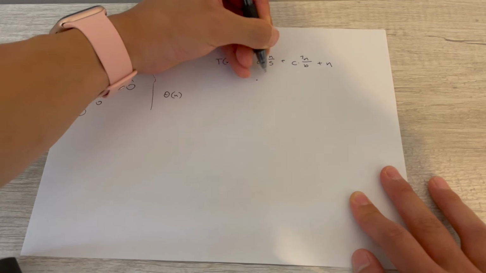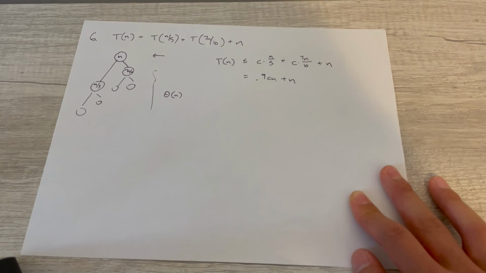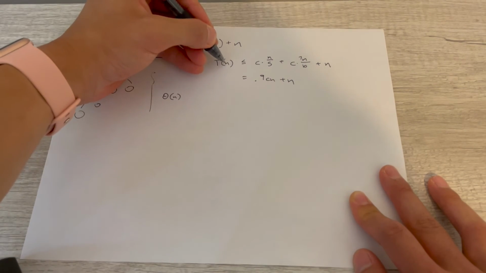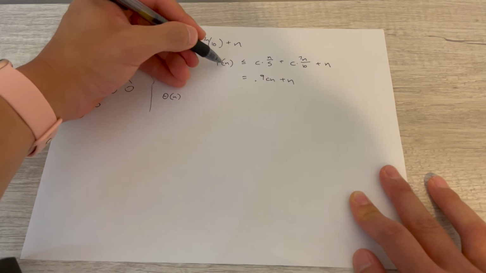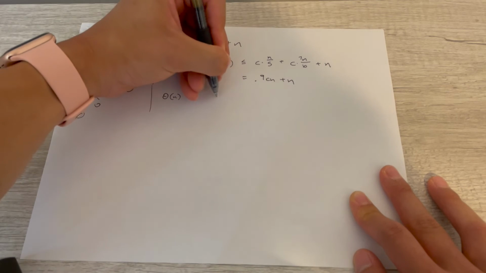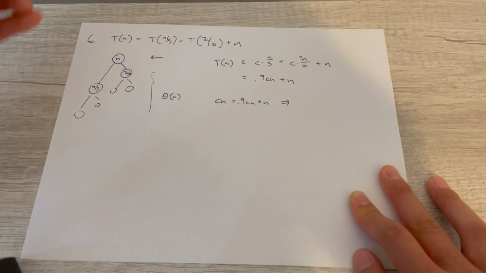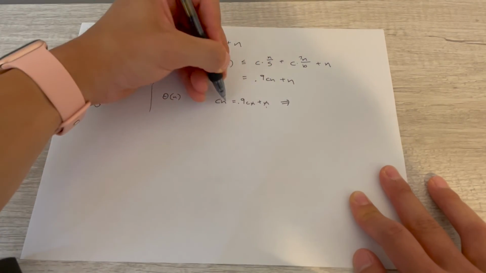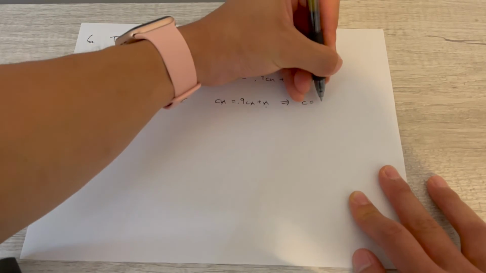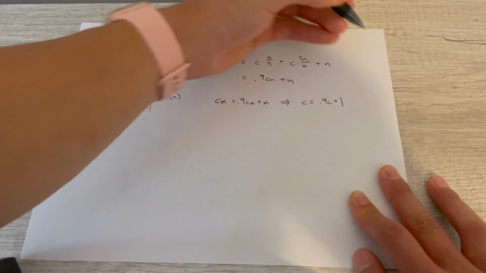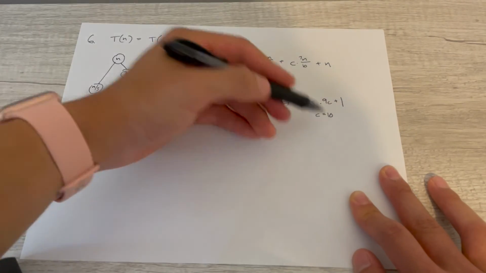And this simplifies to this. Now if we do set this equal, remember we want the runtime of this to take c times n steps. If cn equals 0.9cn plus n, we get the n's canceling out, and we get c equals 0.9c plus 1, or 0.1c equals 1, so c equals 10. And this is exactly the constant we want.